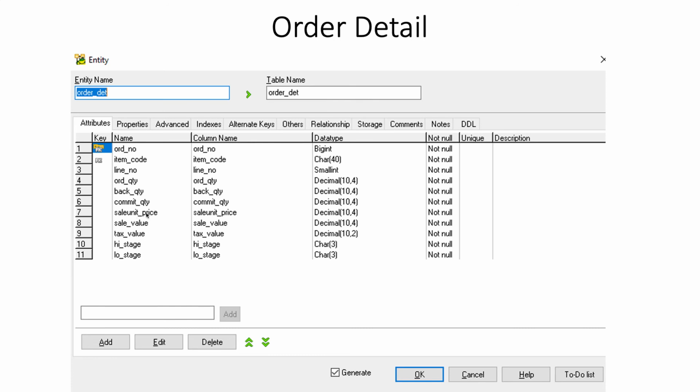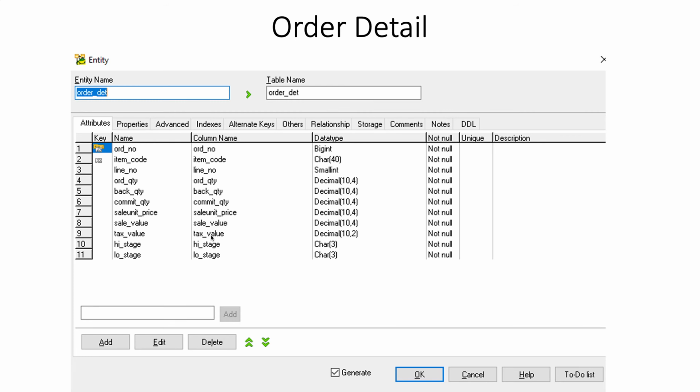What's the sales unit price that we sold this line for? And it may very well not be what you claim your price is back on the SKU record, because people make discounts and they make deals, but you'll need to know what you sold it for, what its price was. Sales value is the extension of the quantity times the price.